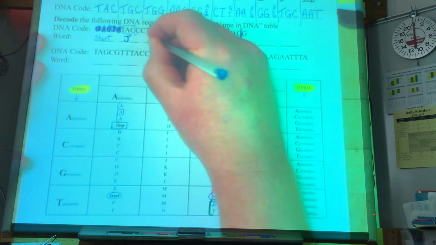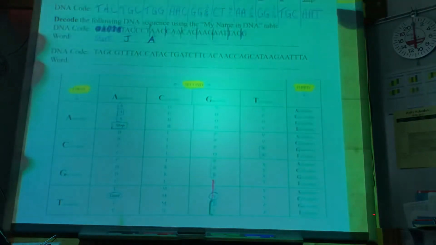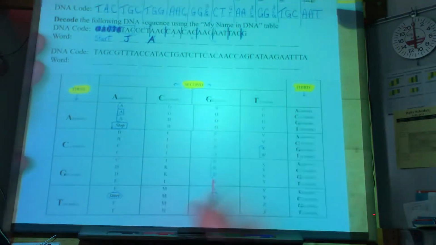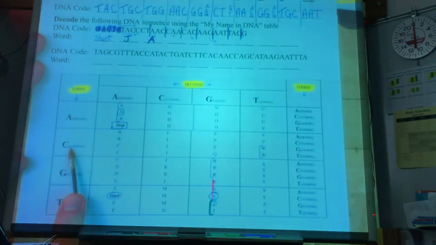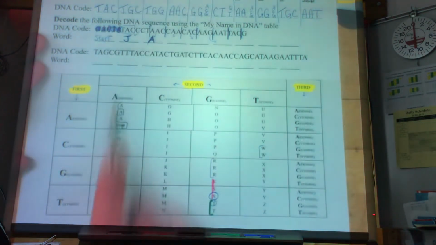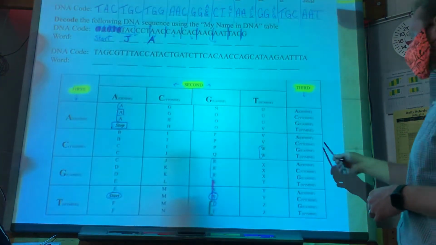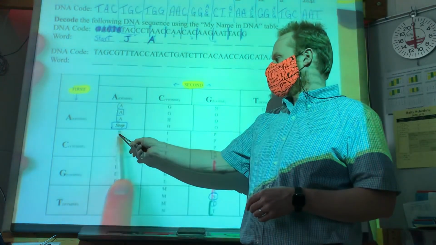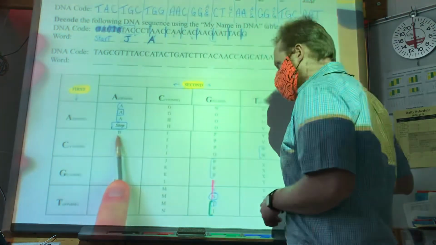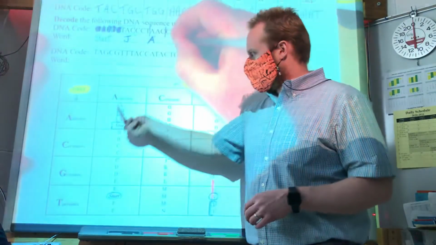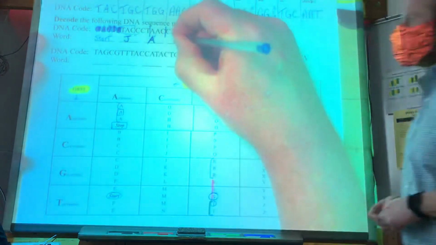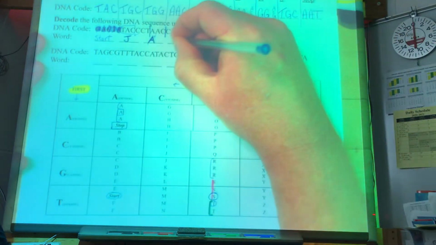Let's do one more. CAA, we go C, and then we go A, so we're in that group right there, and our final letter of CAA is our A, so we come across, and that's gonna be right here, right? C, the first letter is C, the second letter, and then A is JAB.